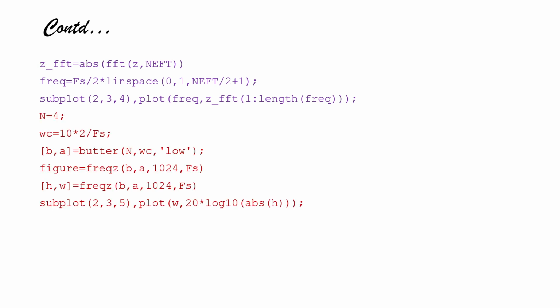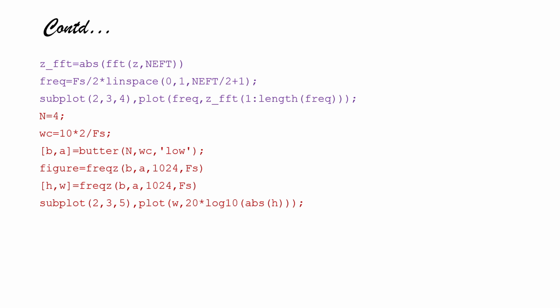Now I generate the filter. Order of the filter is 4, N equals 4, omega C equals 10 into 2 by Fs. Where I get the 10 from, I will explain when we go for the output. B comma A equals butter of N comma omega C, low pass filter, that's why I have written low, and I can go for the figure, freqz of B comma A comma 1024 comma Fs. I'm again subplotting. Now this is the filter.